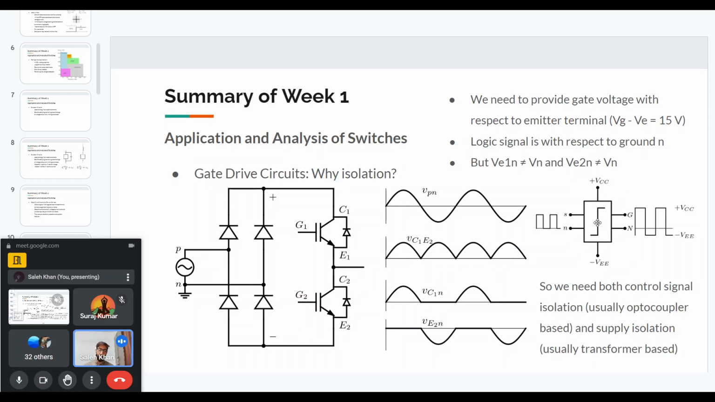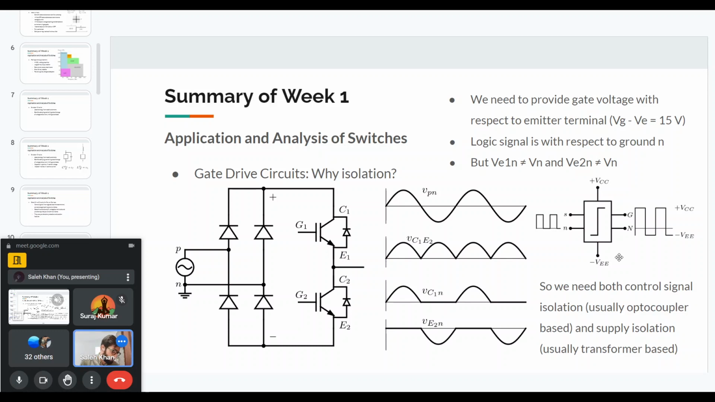The gate driver should have isolation features. That means the output supply of the gate driver should be with respect to the respective emitters. So for the top IGBT, the gate G1 supply should be with respect to E1, plus 15 with respect to E1, and minus 5 with respect to E1 for turning off. So we require isolation for the logic signal as well as for the VCC and VE supply.